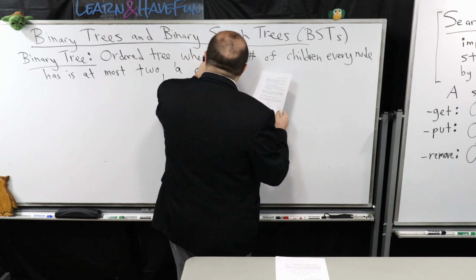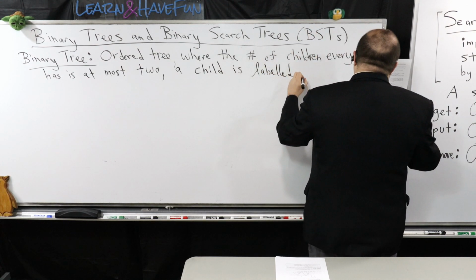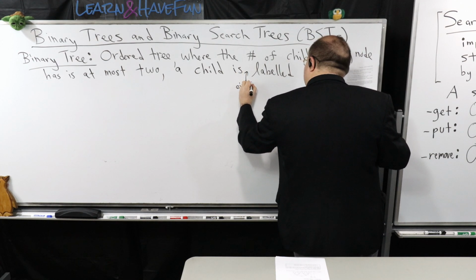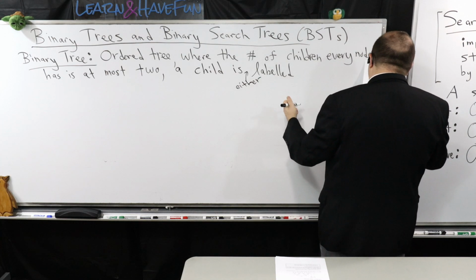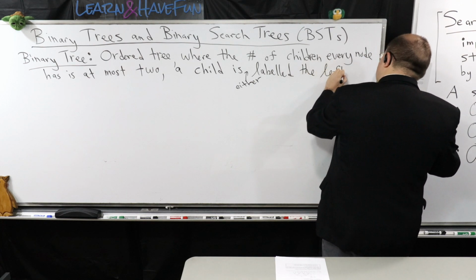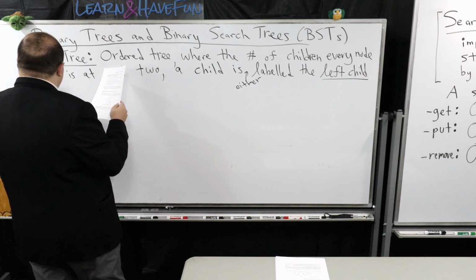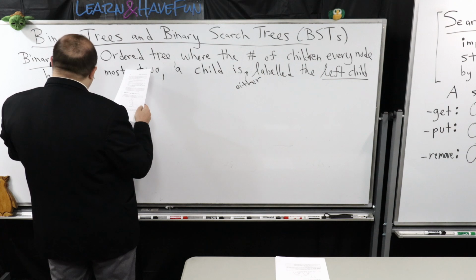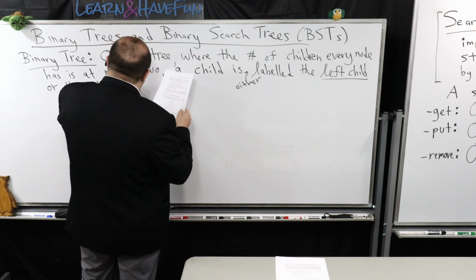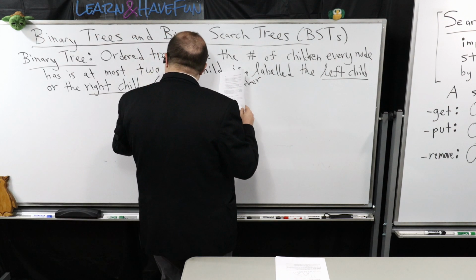And the thing that makes the tree ordered is the following. A child is labeled, if it exists of course, either the left child or the right child. So we're going to have this idea of a left and a right child, and it's always presumed that the left child comes before the right child.